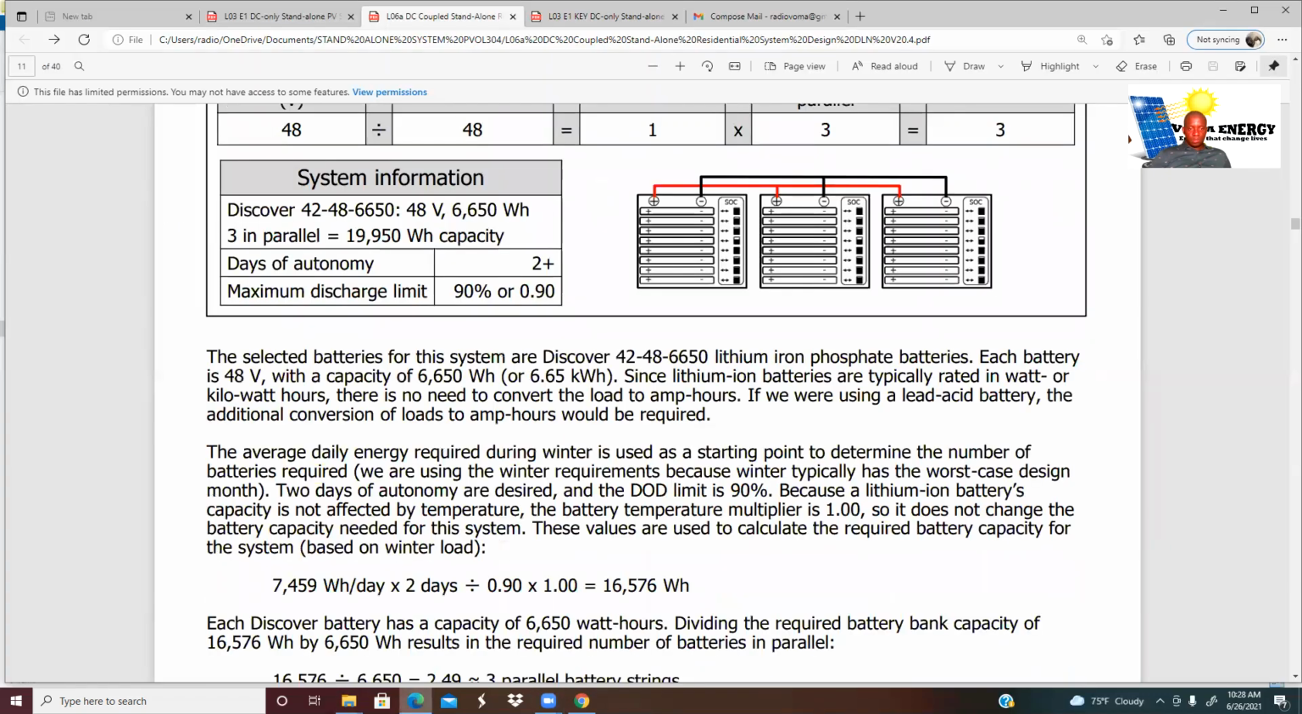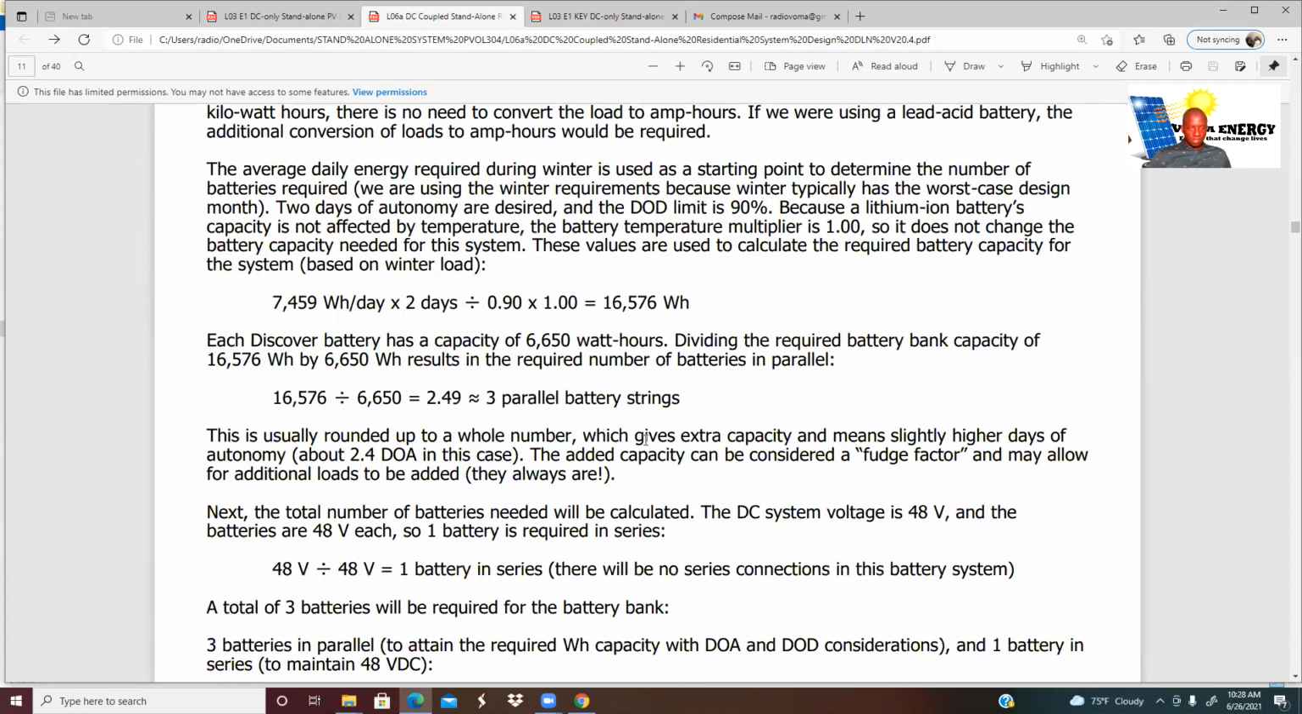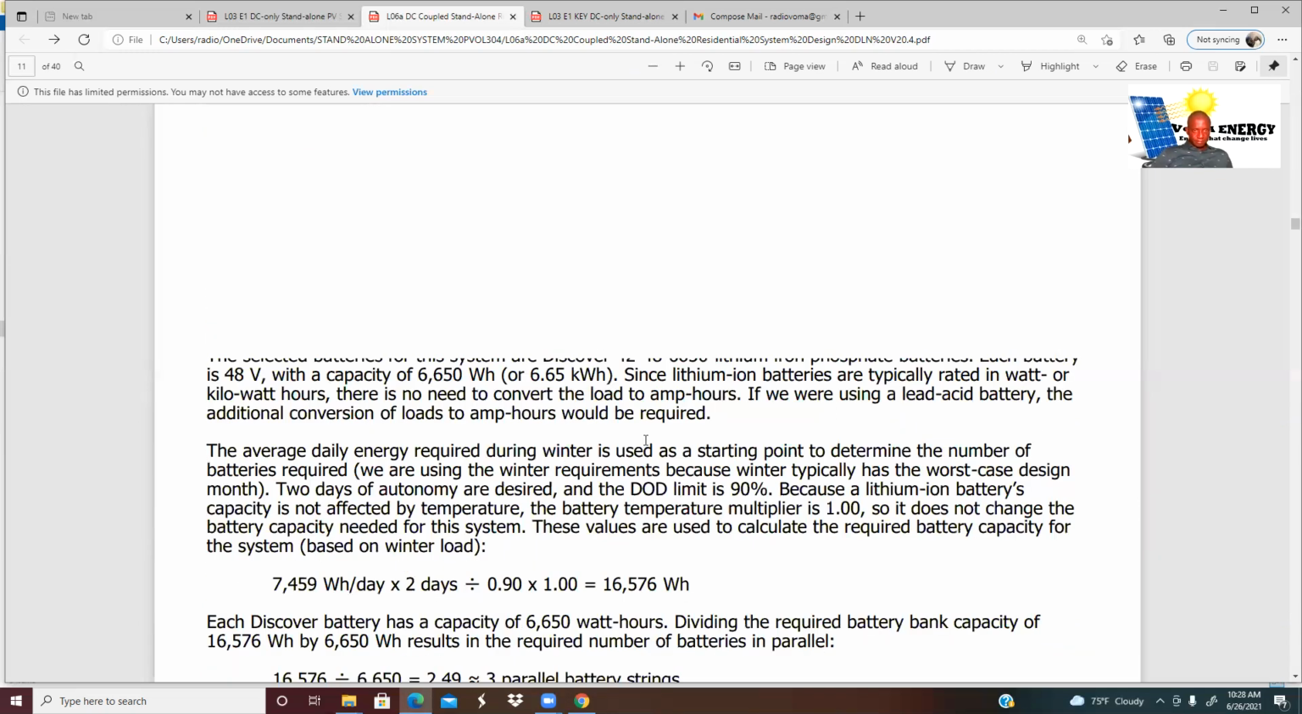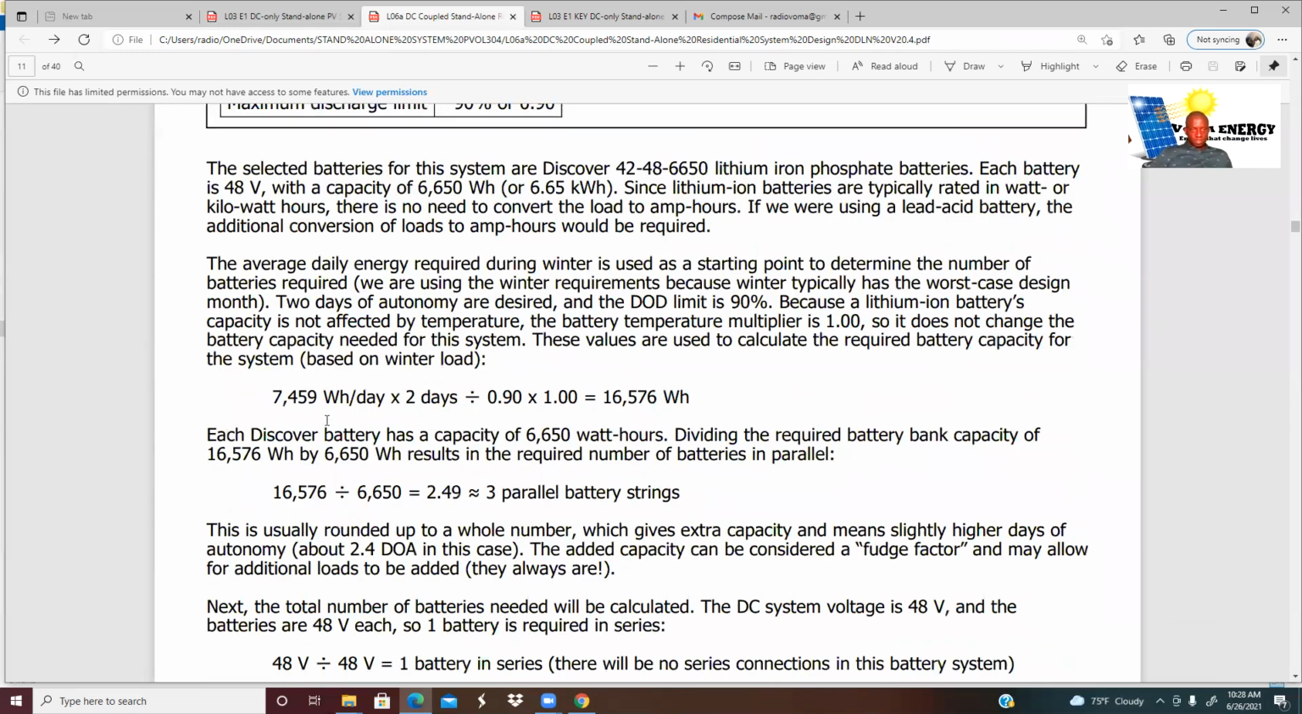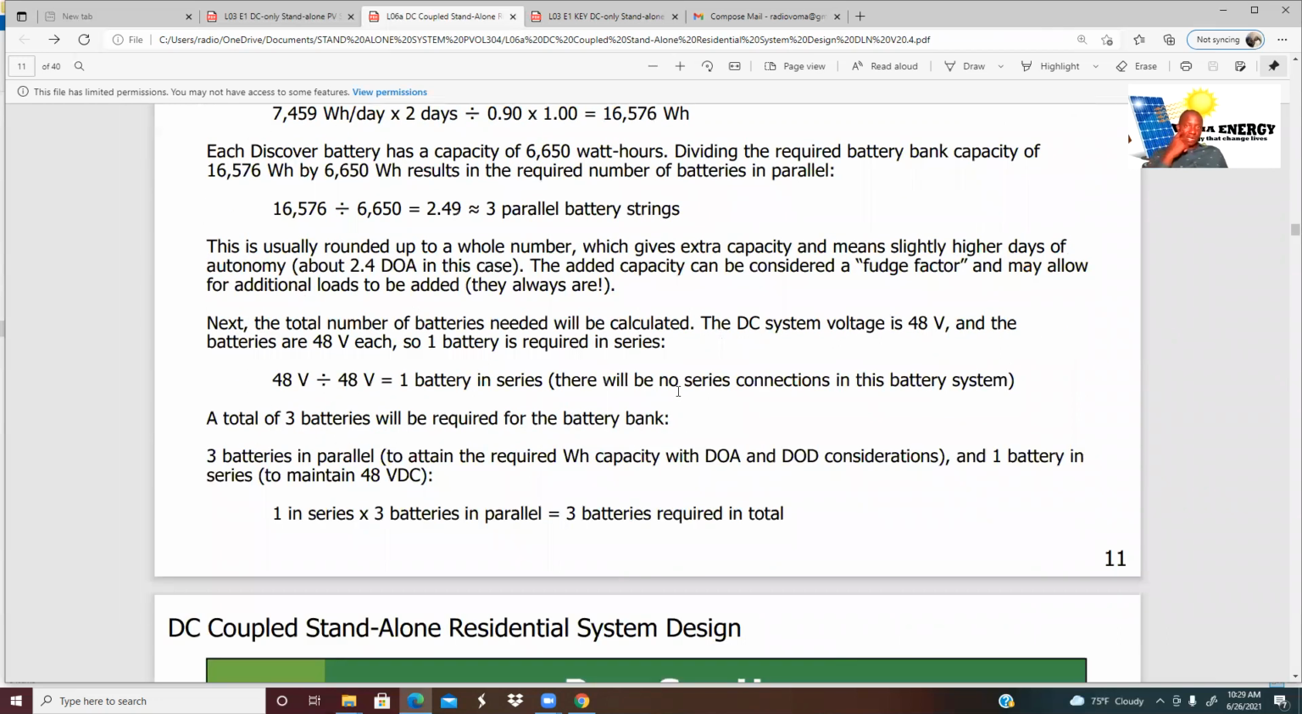So if we look here, it's beautiful. 7,459 watt-hours daily times days of autonomy, divided by the voltage, we got 16,576 watt-hours. That is how many watt-hours we're going to need. That 16,576 divided by the battery capacity of 6,650, we got 3 batteries.